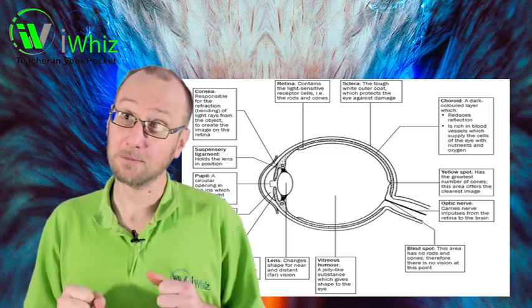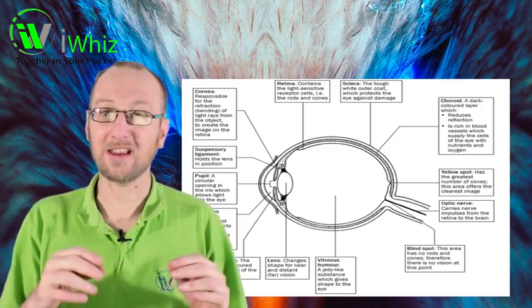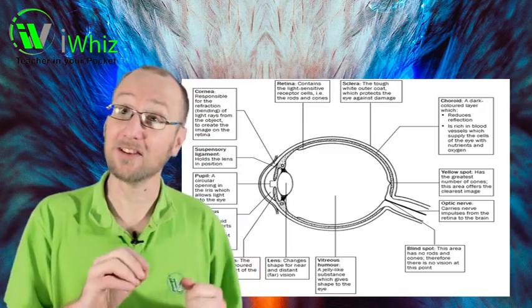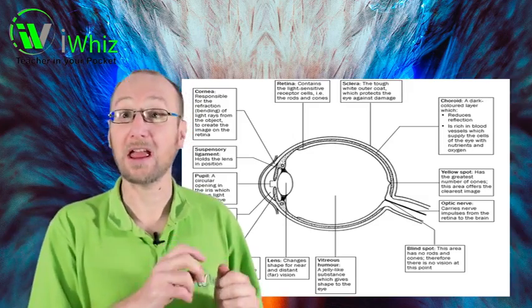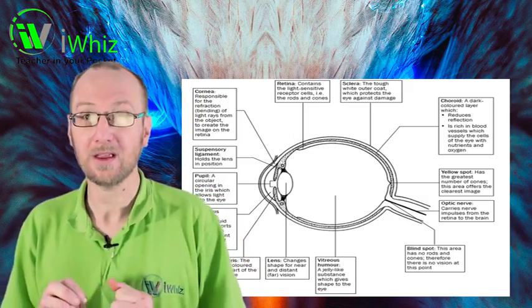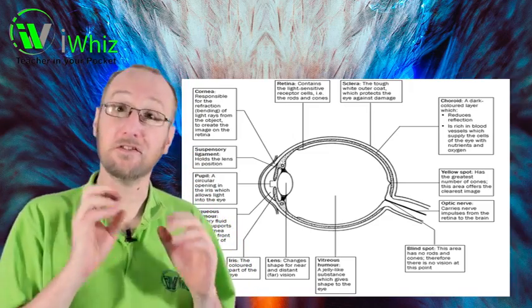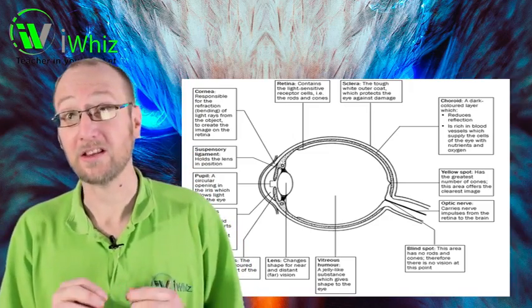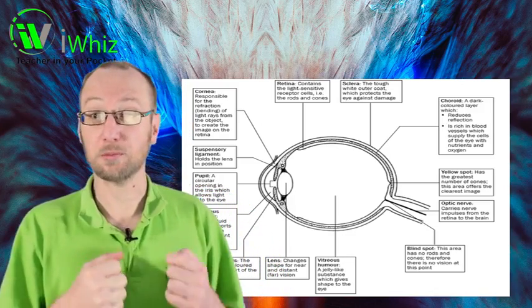The retina then surrounds the back of the eye. This is made up of light-sensitive receptor cells known as rods and cones. The sclera is the white part of the eye. It is a fibrous, tough material that gives the eye structure and protects it.